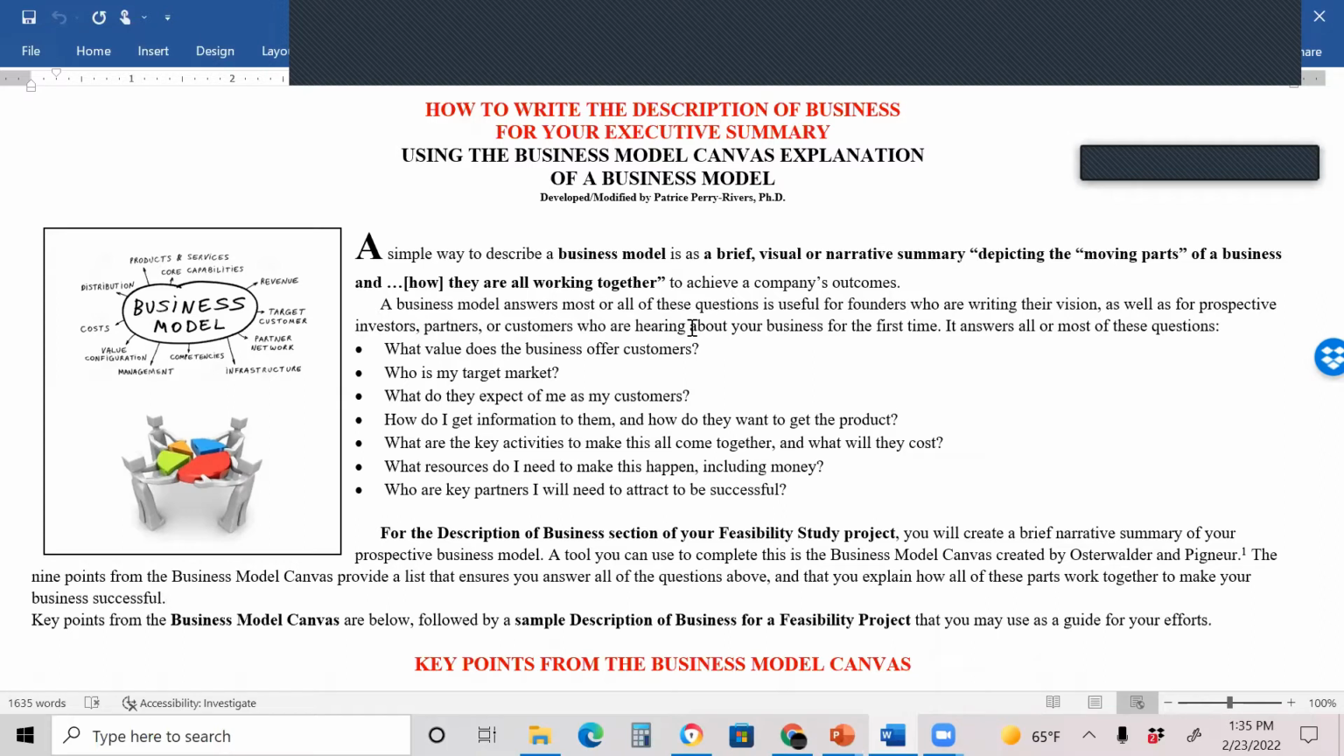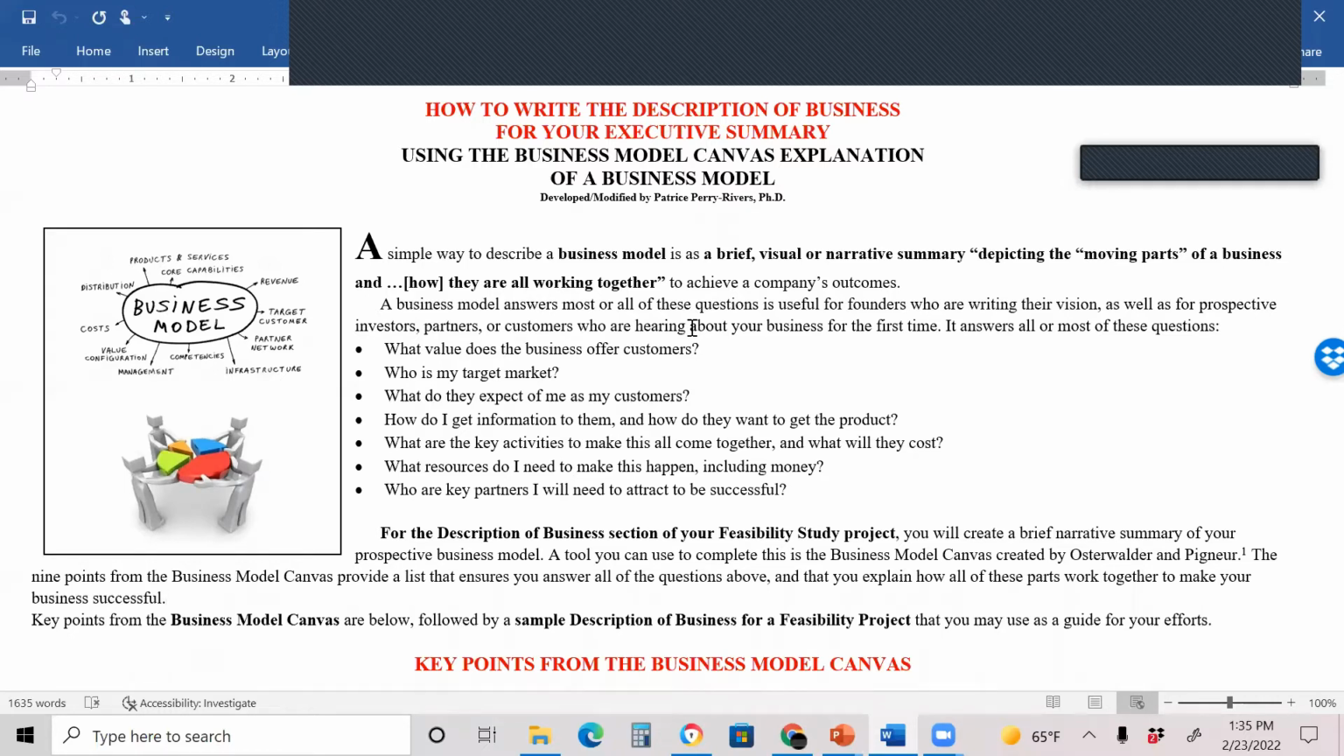So the way that I would describe the business model canvas tool and utility, and the way that I've tried to simplify what they describe as a business model, is I'd like to call it a brief visual or narrative summary that depicts the moving parts of your business and how they all work together for you to achieve your company's outcomes, which is always going to be profitability. So a business model is going to answer several questions for you.